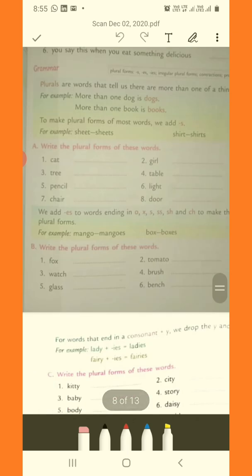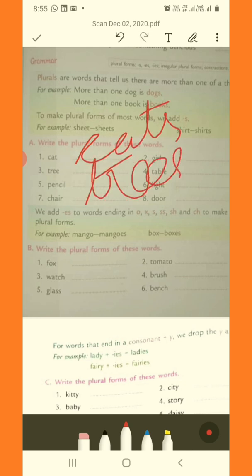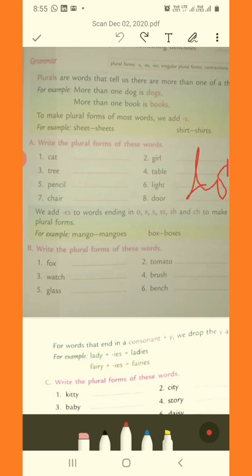It says the same thing. See, example: more than one dog is dogs. More than one book is books. Now, to make the plural form, for most words we add s to them. For example, cat will be cats, tree will be trees, chair will be chairs. You do the rest on your own. Door will be doors, table will be tables. Okay, you have to do them on your own.